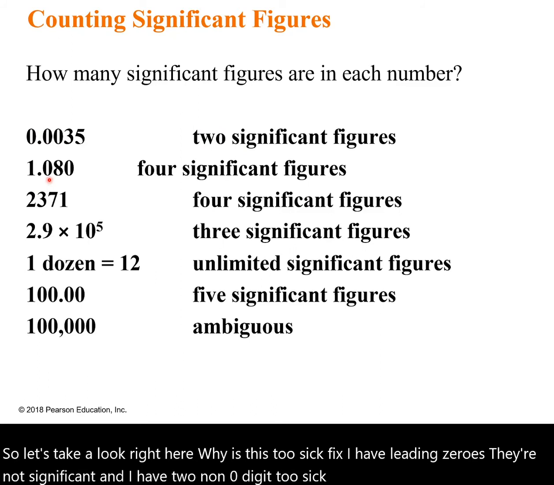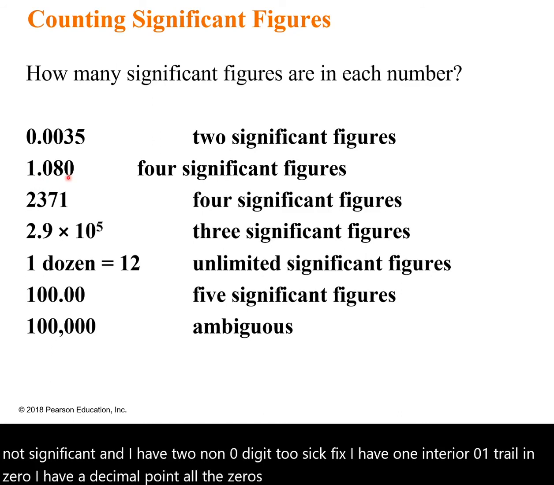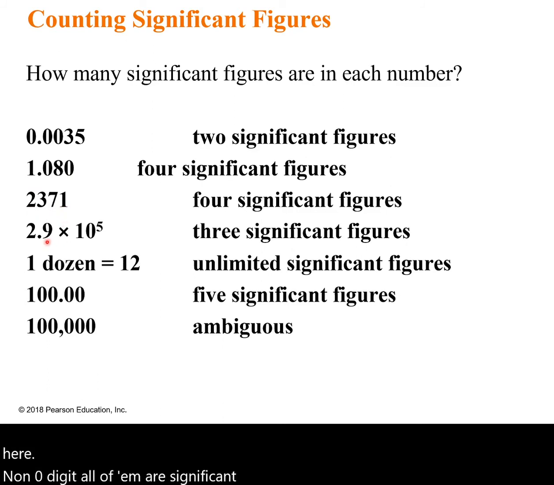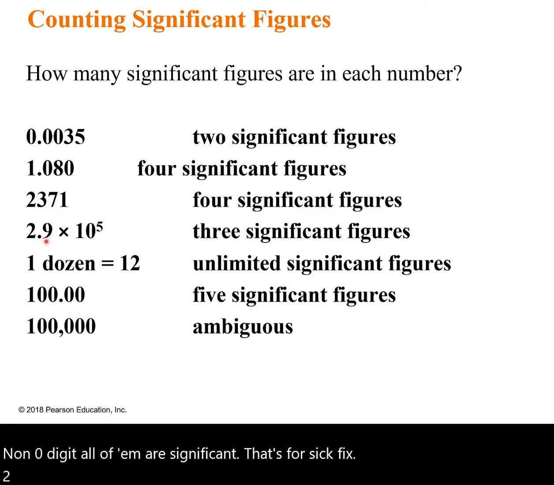I have 1 interior 0, 1 trailing 0. I have a decimal point. All the zeros are significant, so that would be 4 sig figs here. Non-zero digits, all of them are significant. That's 4 sig figs. 2 non-zero digits, that's 2 sig figs.